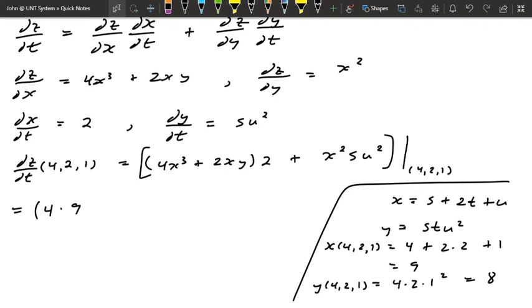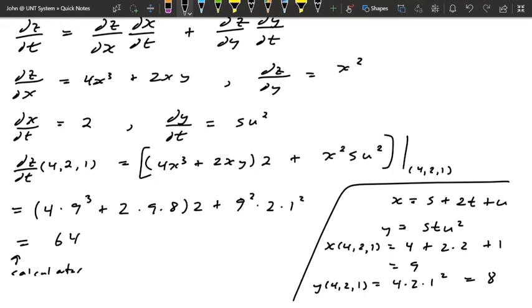Okay, so that's going to be 4 times 9 cubed plus 2 times 9 times 8 times 2 plus 9 squared times s times u squared, which is 2 times 1 squared. Okay, so then if you enter that in a calculator or do it by hand, you'll get 6444. All right, so that's an example of using the chain rule.